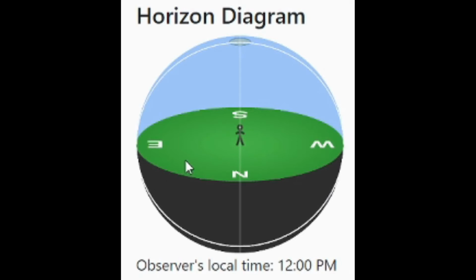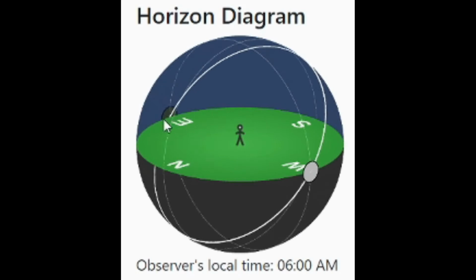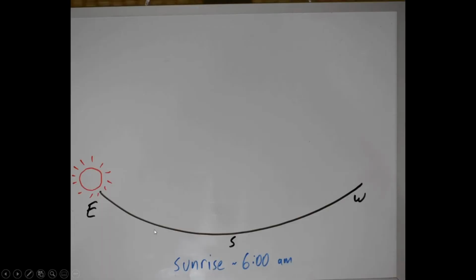So now let's take a look at sunrise. Okay, the time is 6 a.m. We can see the sun here in the east, so the sun is rising. Another way to represent that is in a picture like this. As we can see, the sun is in the east, rising. So this is the same information. It's 6 a.m. now. 6 a.m., the sun is rising.